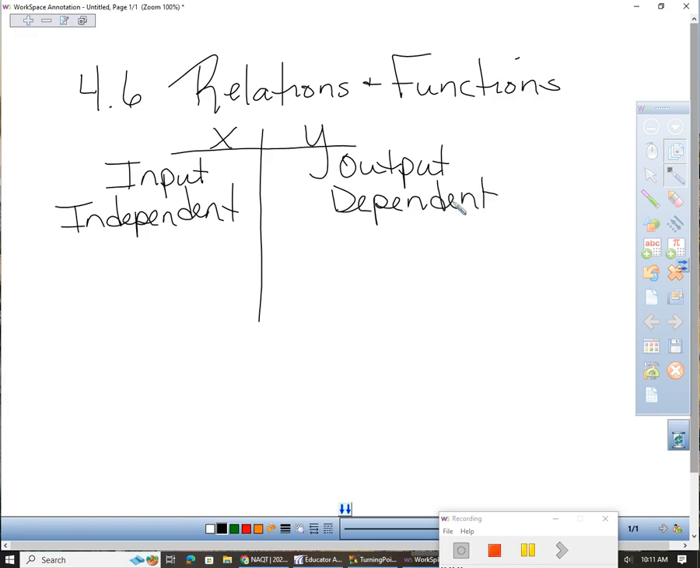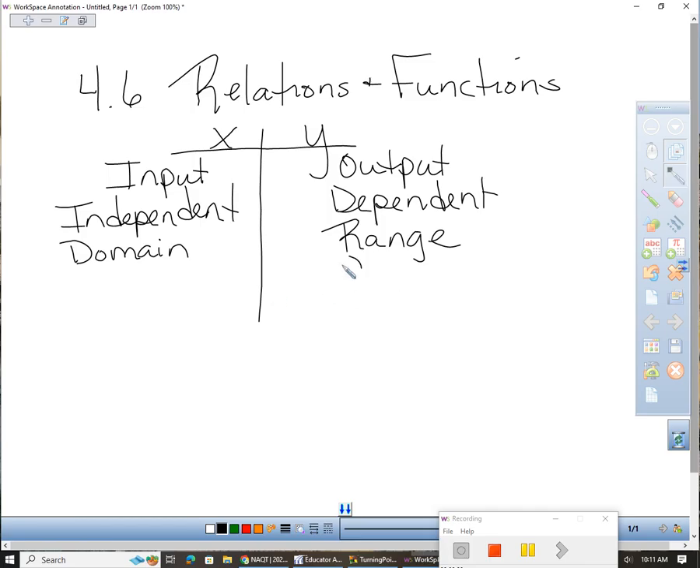Another word we use for X, one of the newer ones, it starts with a D, is domain. Domain is always your X value. For your Y value, we call it the range. And we have one more thing that means Y.